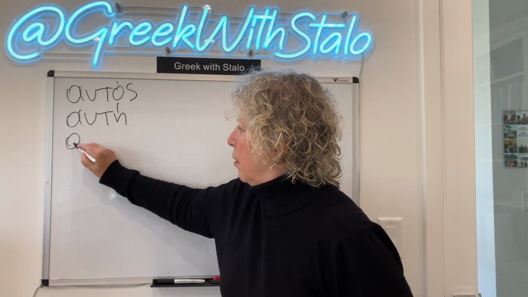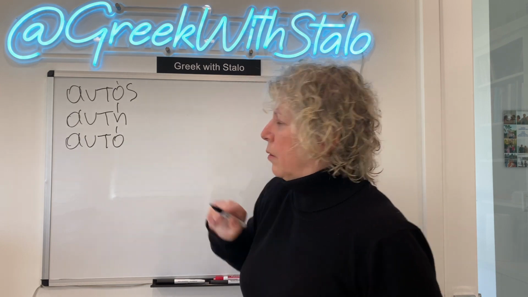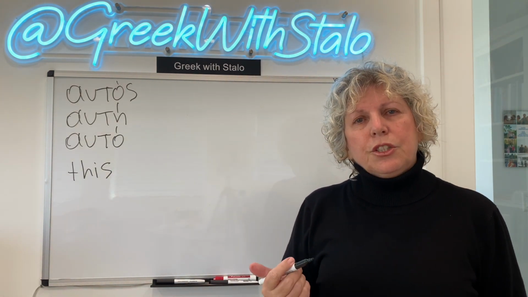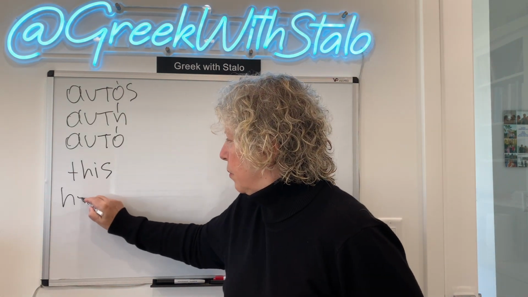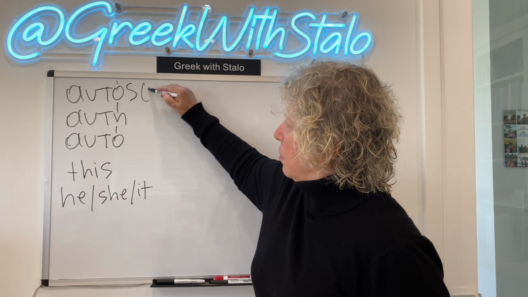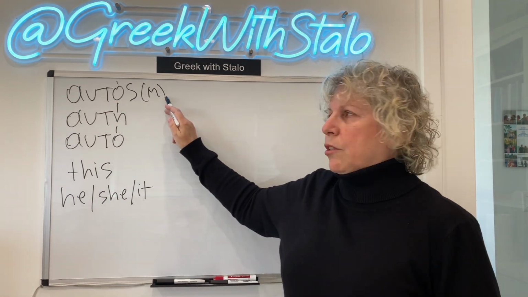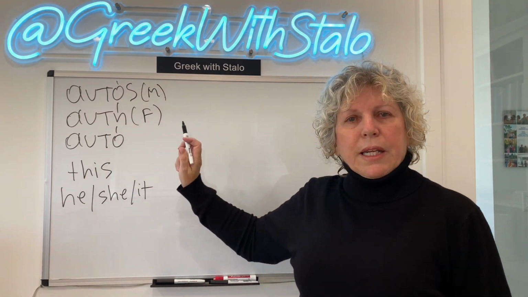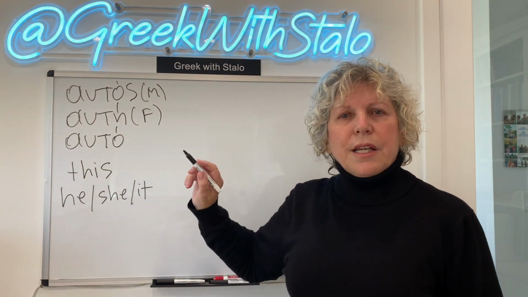A very, very useful word that we will also learn today is αυτός, αυτή, αυτό. They mean "this", but also "he, she, it". So this is the masculine form, this is the feminine form, and this is the neuter form.